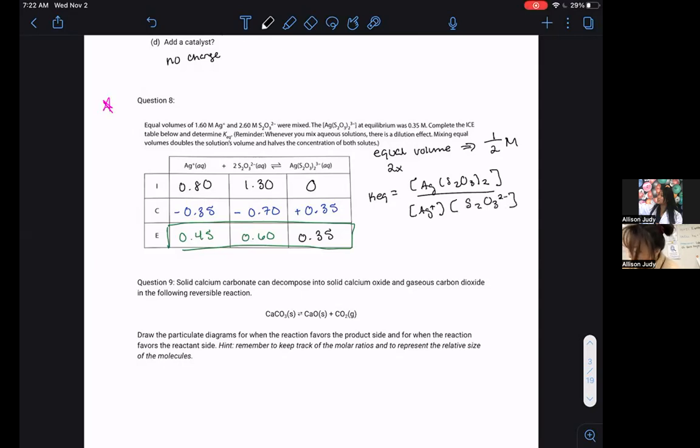S2O3- at equilibrium squared, because the coefficient in front is now its power. And what I get then is when I plug in all these values, I get 0.35 divided by 0.45 times 0.60 squared, and I get a KEQ value of 2.16, which to sig figs is 2.2. Okay, so there's your conceptual ICE table KEQ problem.